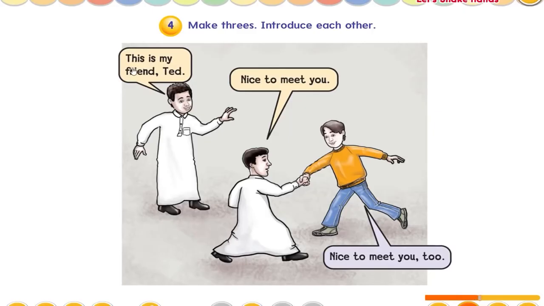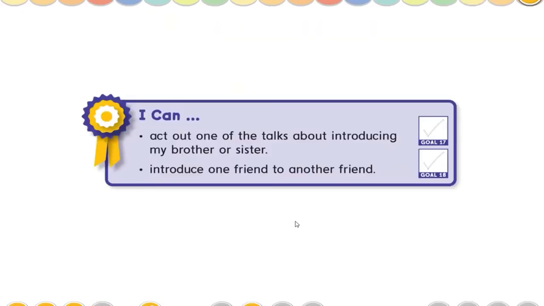Make new groups of three. Do it again. This is my friend, Zach. Nice to meet you. Nice to meet you too. Okay, good. We're finished. I can.